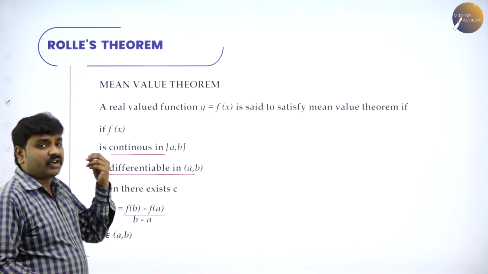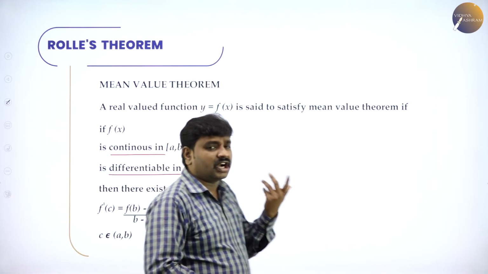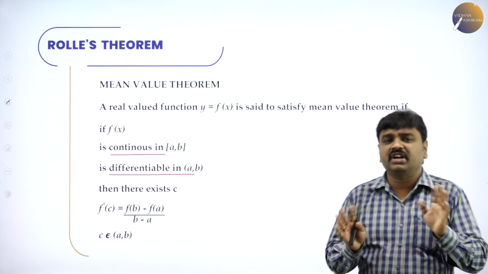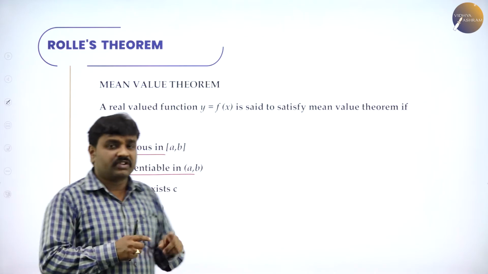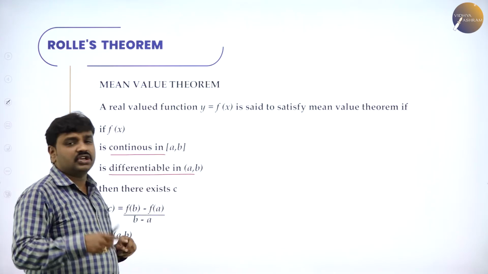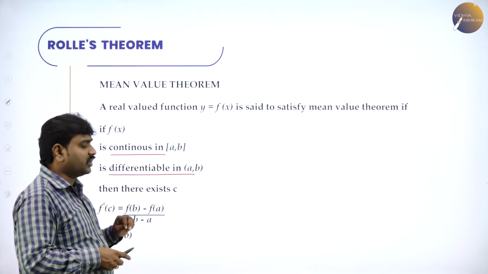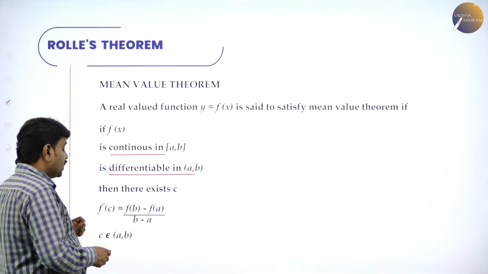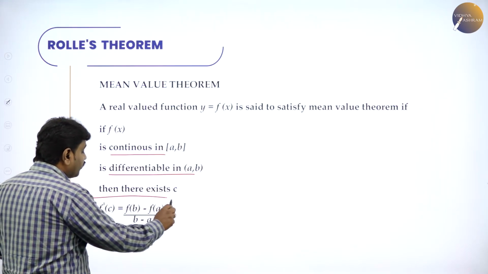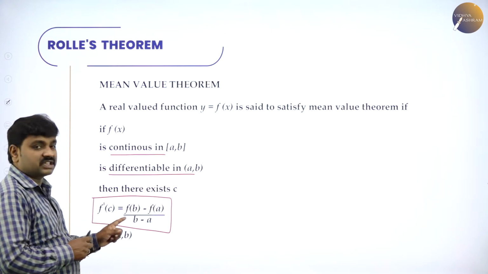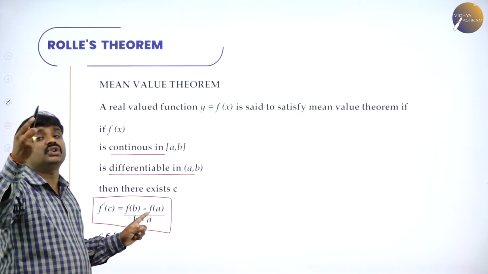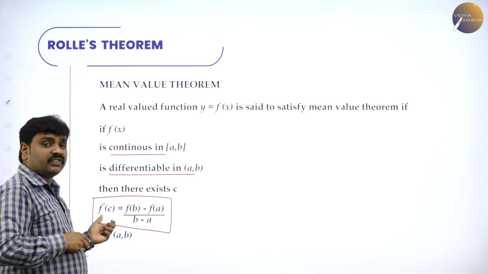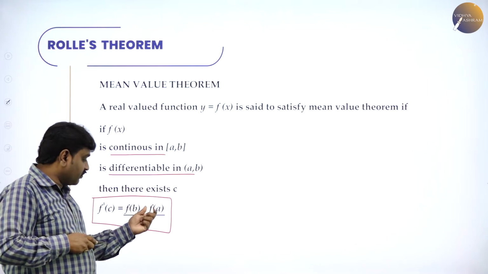But here f of a need not be equal to f of b. Here we are not checking whether f of a and f of b are equal or not. That is the difference. First you should prove continuous in the closed interval, then differentiable in the open interval, then you should find f dash c, and equate f dash c to f of b minus f of a by b minus a. That is the difference. There, f dash c in Rolle's theorem is equal to 0, we solved. But here what is the f dash c formula? f of b minus f of a by b minus a.